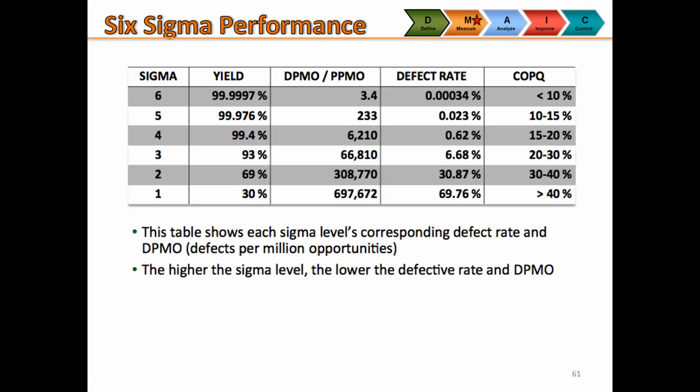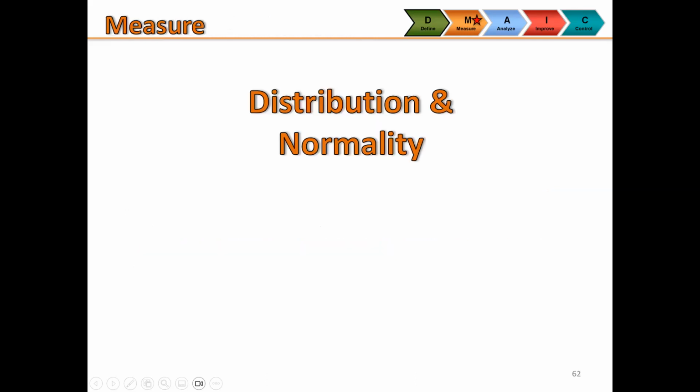And again, keep in mind, this is something we're going to continue to come back to: Six Sigma. Six Sigma is a 99.997% yield, 3.4 defects per million opportunities. There's a defect rate all the way down to 1 sigma. And we covered this back in the define phase.